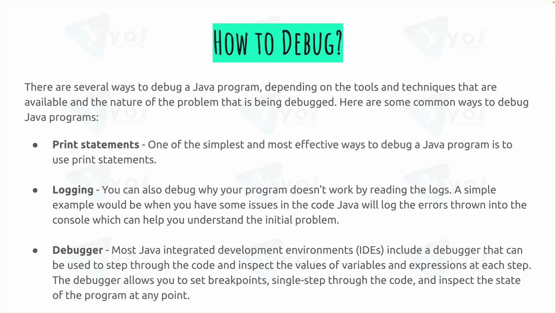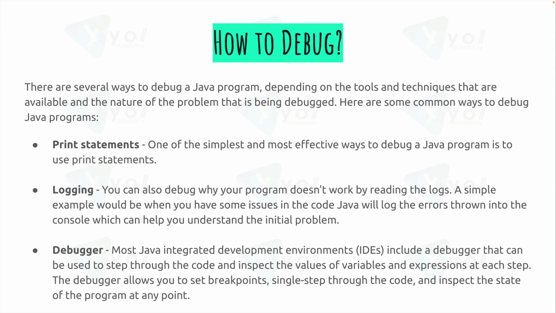And the very third way is going to be the debugger, of which we are going to have a couple of examples. A debugger is basically a tool that comes with your IDE. Most Java integrated development environments, which we call IDEs, include a debugger that can be used to step through the code and inspect the values of the variables and expressions at each step. And basically it just slows down the execution of the program.